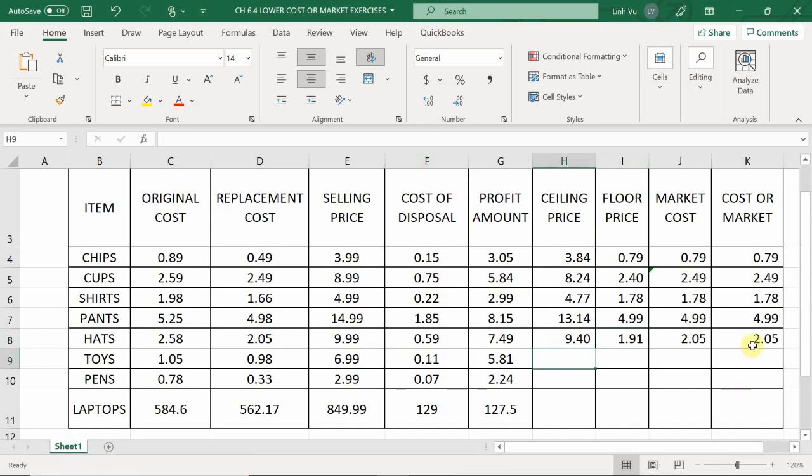So now we bought some toys for $1.05. The market is telling me that now it's costing me 98 cents. I sell it for $6.99. It's going to cost me 11 cents to dispose, and I want $5.81 profit. So, what is my ceiling price?